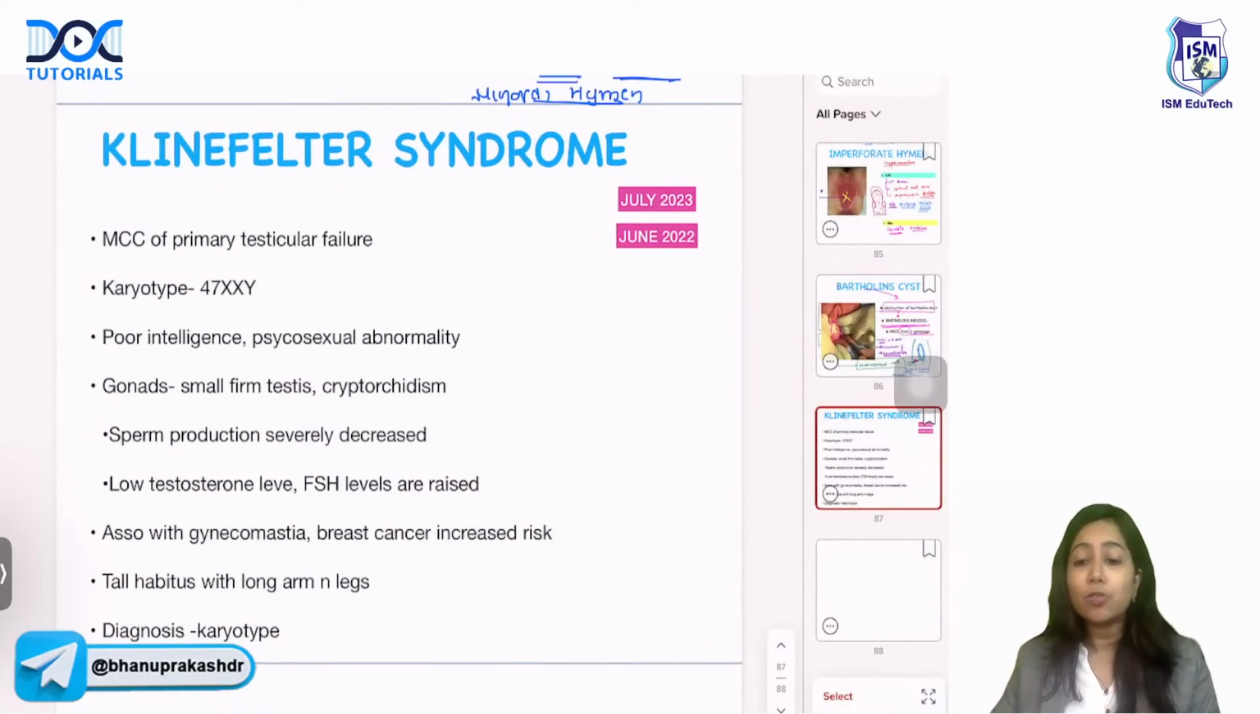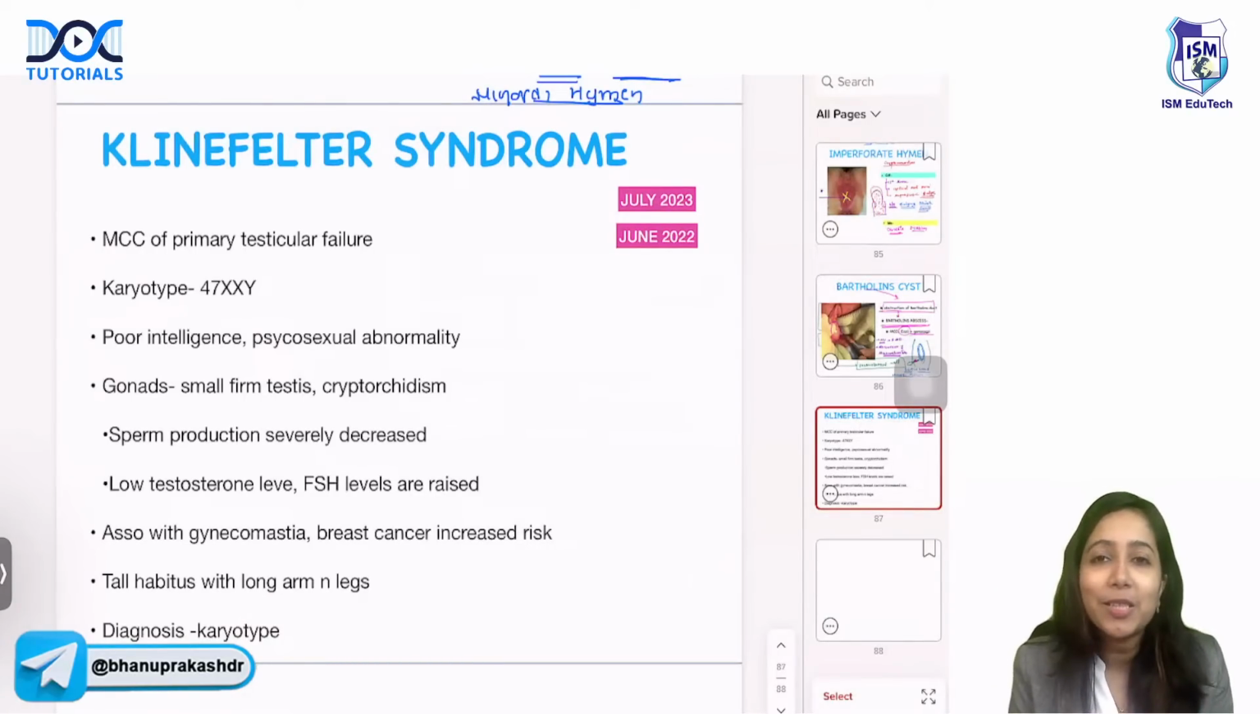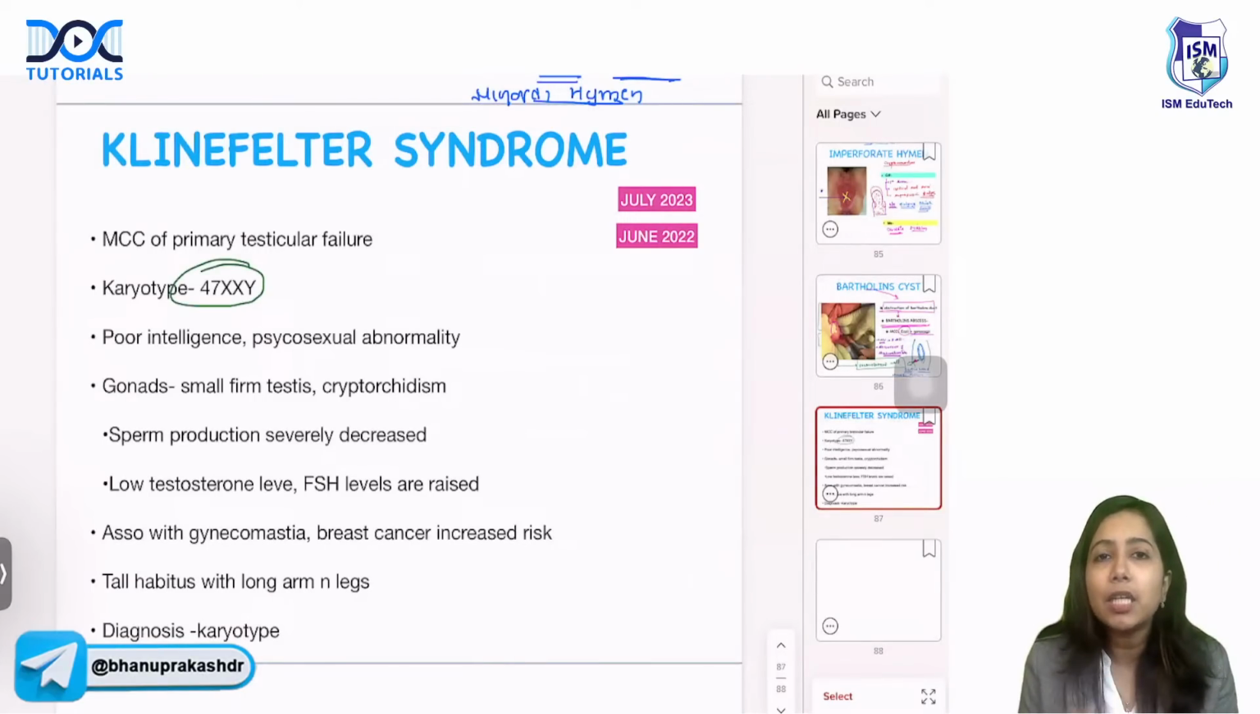Finally, coming to Klinefelter syndrome. As we are nearing the end of the class, I don't want you to be too stressed. All the points are already given here. Klinefelter syndrome is the most common cause of primary testicular failure. Here, the karyotype has an extra X chromosome. They are 47XXY. These individuals have poor intelligence and there can be some psychosexual abnormality.